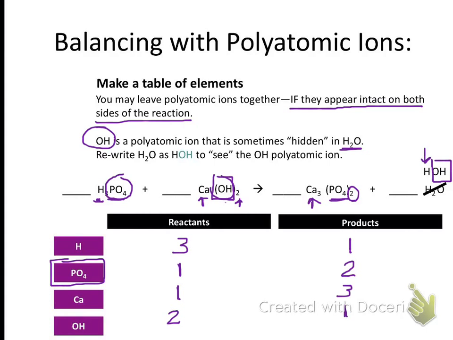But we're going to start, and it doesn't matter where you start, just pick something and start. Okay, so I'm going to start with hydrogen since it's at the top. I have 3 hydrogen over here. Over here I only have 1. So I need to get 3. I can do that by putting a 3 there. That gives me 3 hydrogen.